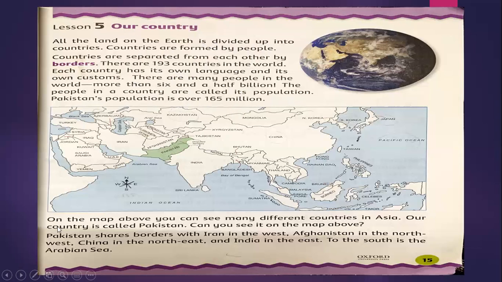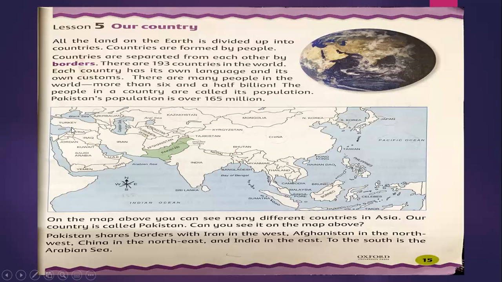Okay. On the map above, you can see many different countries in Asia. Look, as I told you, Saudi Arabia, Kuwait, Jordan, Iraq, Syria, Iran, Yemen, Oman, Pakistan, Afghanistan, India, Nepal. All this map is Asia, continent Asia. So there are many countries up to here. What is this? Look, it's maybe Brunei. It's Malaysia, it's Cambodia. How many countries are there in Asia?